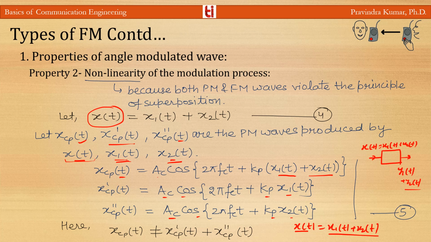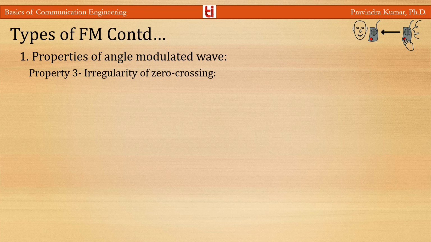So this is the non-linearity of the modulation process here in the PM wave, or you can say in the FM wave. So the PM wave is known as a non-linear modulation, and similarly the FM wave is a non-linear process. Now the third property: irregularity of zero crossing.